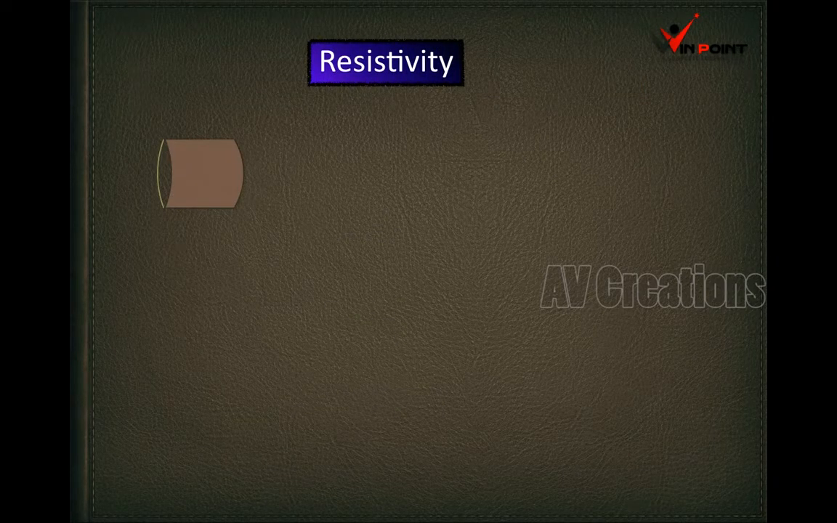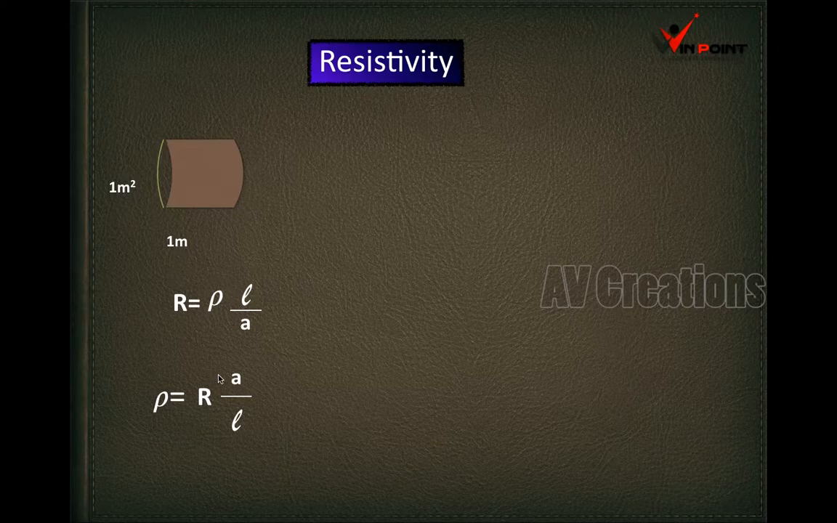What is resistivity? We are considering a conductor which is having area of cross section 1 meter square and length 1 meter. What is the equation for R? R equal to rho into L by A. From this equation, we can find the equation for rho. Rho is equal to R into A by L. And the value of A is 1 meter square, value of L is 1 meter. So rho is equal to R into 1 by 1. So rho is equal to R.